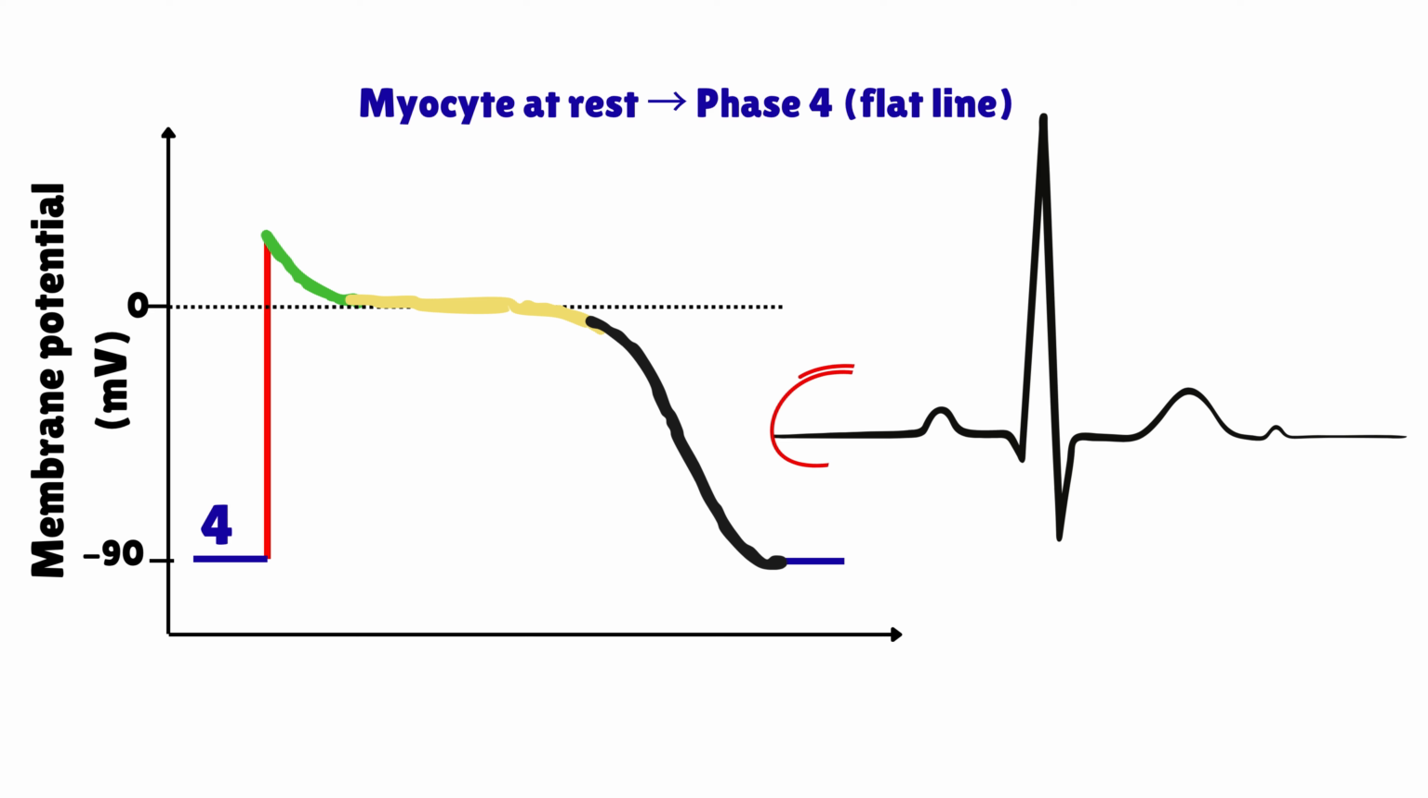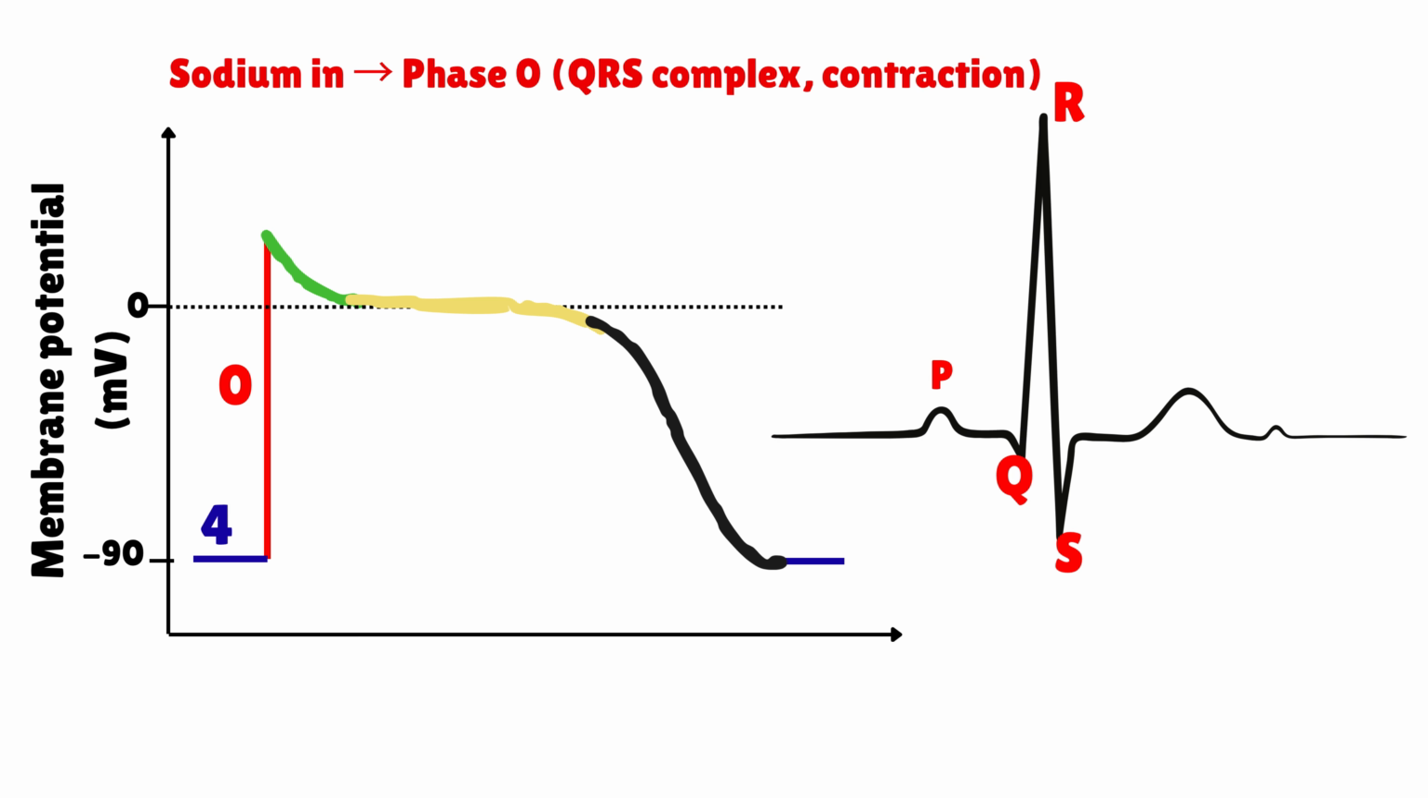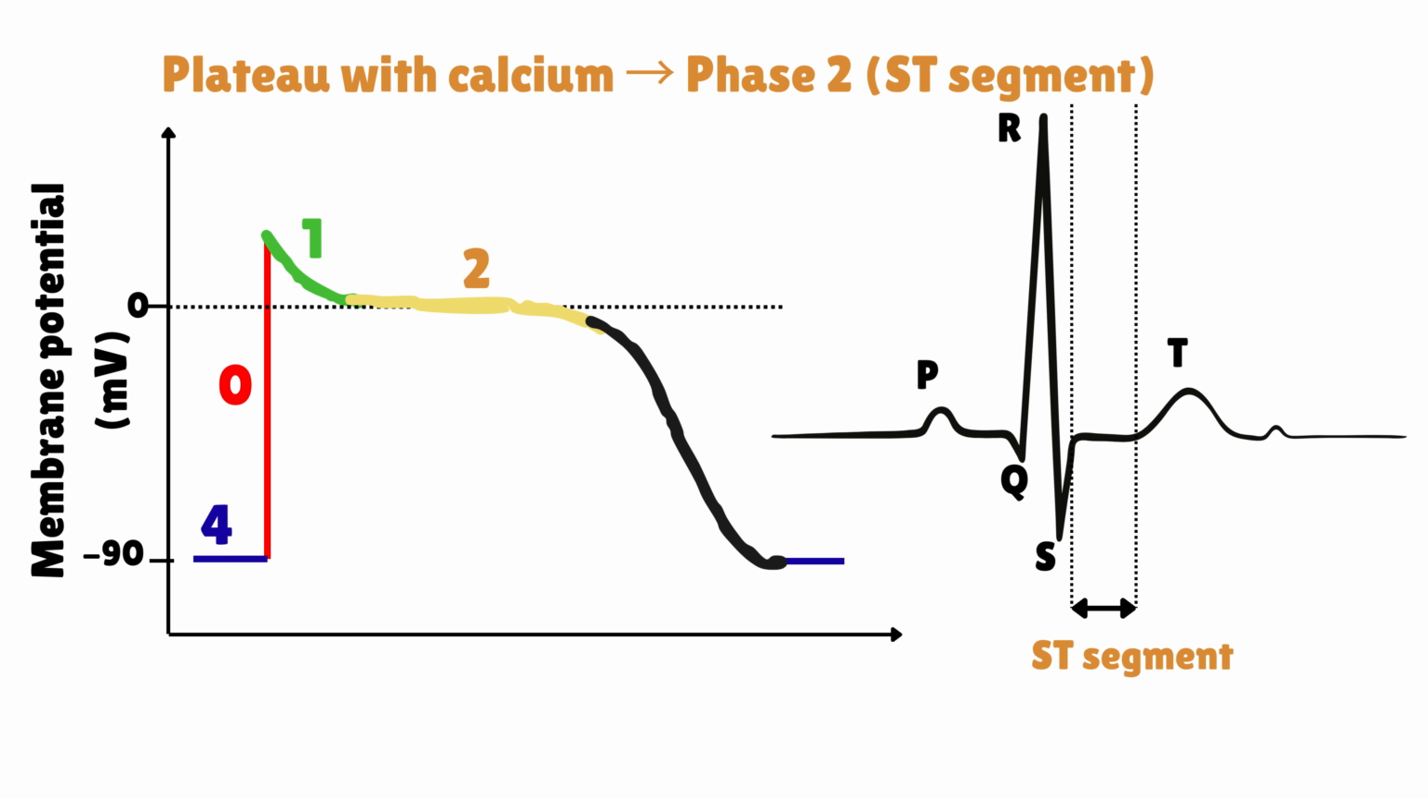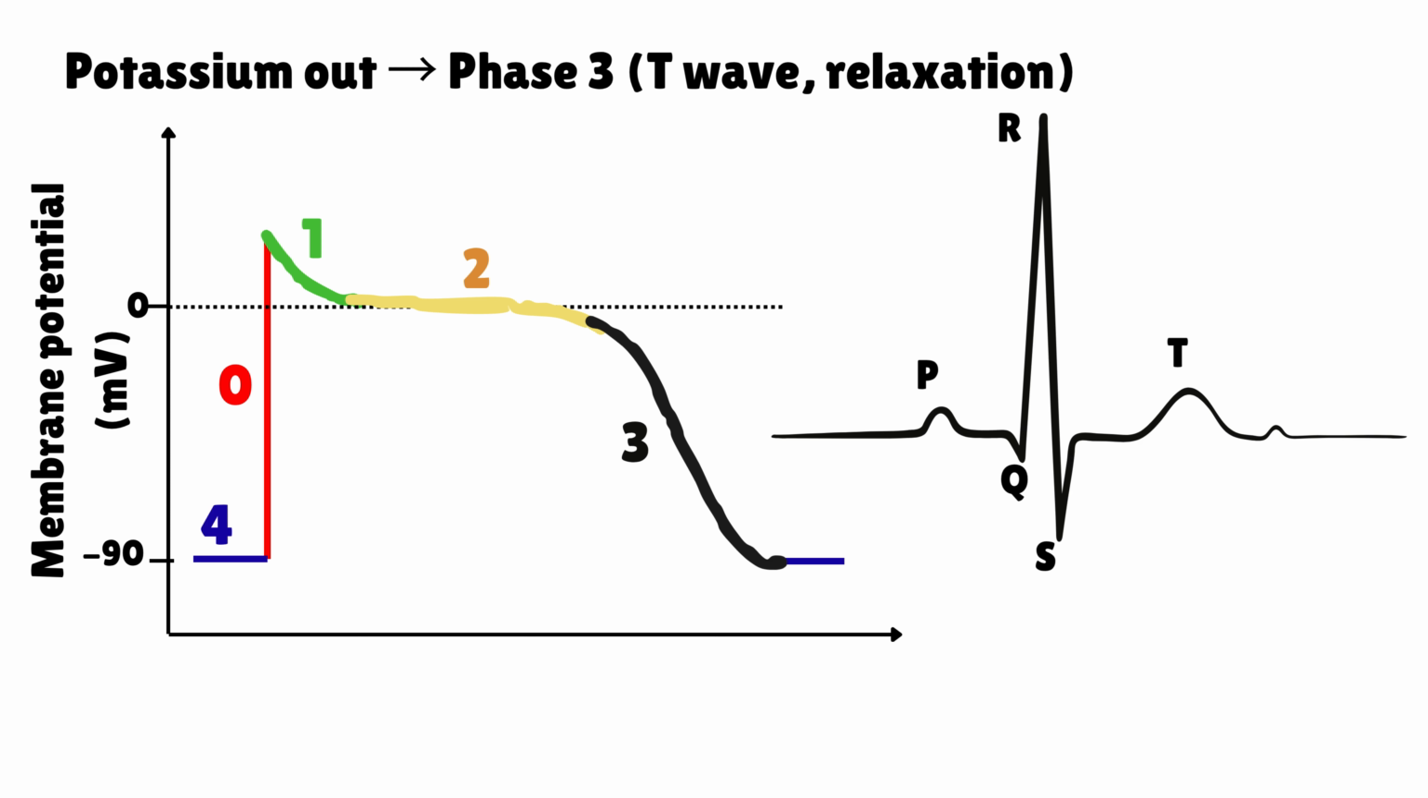Let's summarize this. In phase 4, the myocyte is at rest. ECG shows a flat line. In phase 0, sodium rushes in causing depolarization, and the ECG shows the QRS complex. Phase 1 is not visible on ECG. In phase 2, plateau with calcium, ECG shows the ST segment. In phase 3, potassium out causing relaxation, ECG shows the T wave.